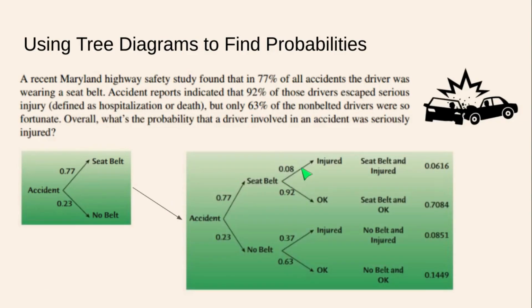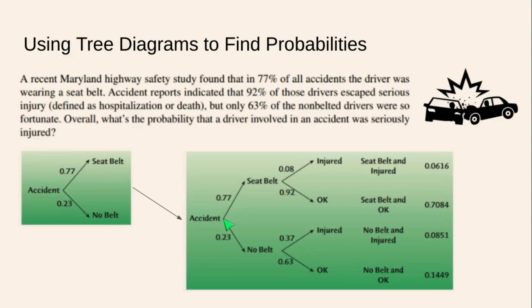Then we want to look at injured versus okay. If you wear a seatbelt, you have an 8% chance of being an injured person and 92% chance of being okay. And if you don't wear a seatbelt, the odds of injury, as you would predict, significantly increase, and the odds of being okay significantly decrease. So now we need to find products for all of these possibilities.